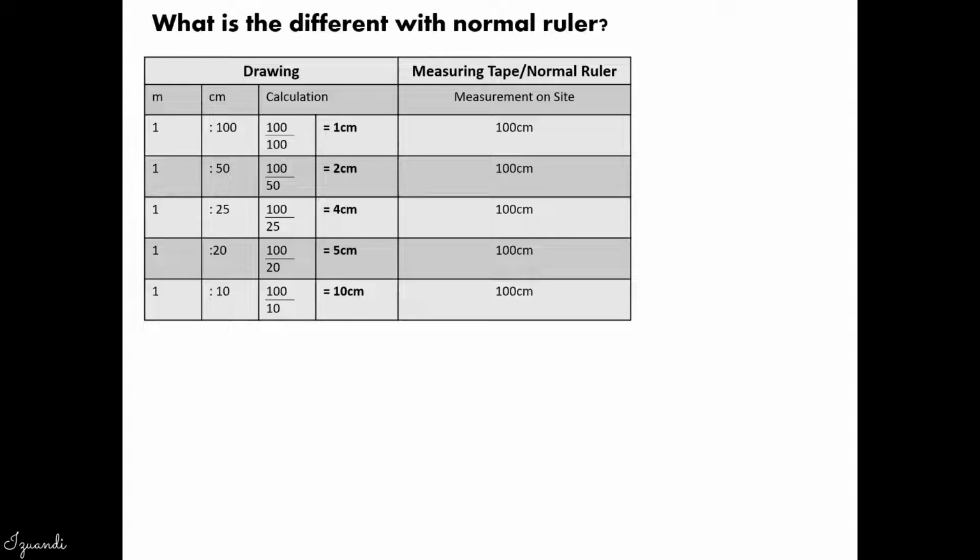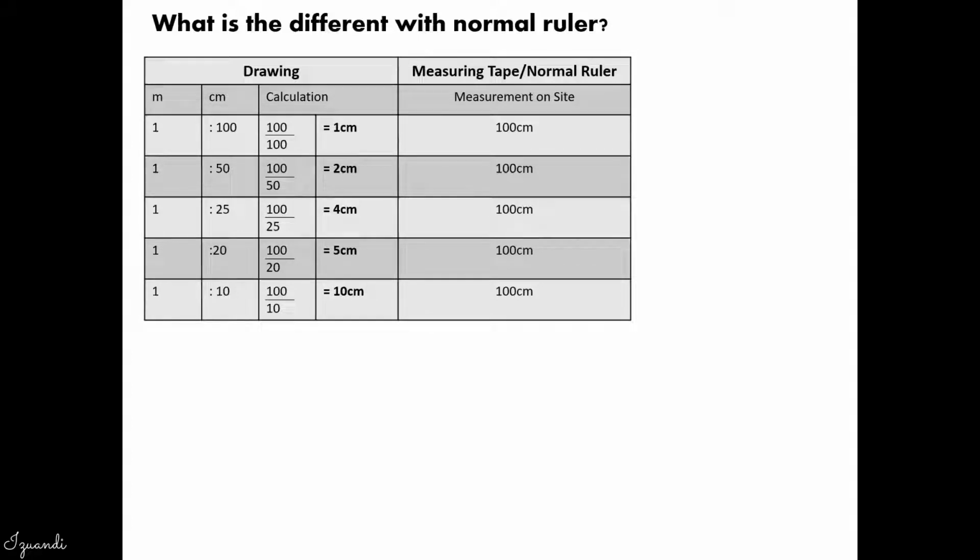Okay, we move on to 1 to 50. For example, you are using the 1 to 50 scale. You are going to convert the site size, which is 1 meter or 100 centimeters, into the drawing at scale 1 to 50. The calculation is 100 centimeters or 1 meter on site divided by the scale itself, 50, and then you will get 2 centimeters on your drawing. If you don't believe, you can try to check with your scale ruler.